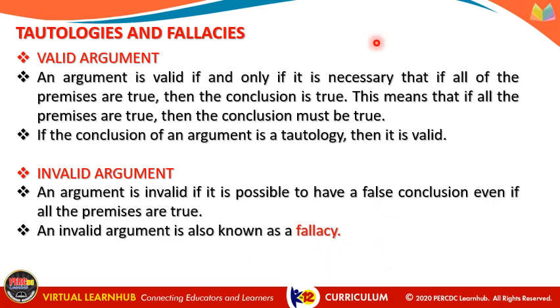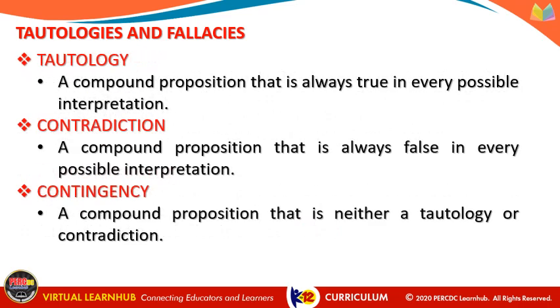We will discuss arguments and fallacies on the third video. For now, we will be focusing on tautologies. Again, going back to our definitions, a tautology is a compound proposition that is always true. A contradiction is a compound proposition that is always false. If none of these two were satisfied, then what you have is a contingency.